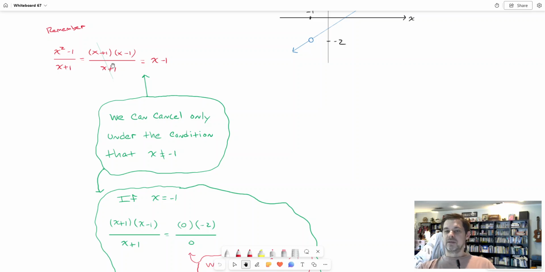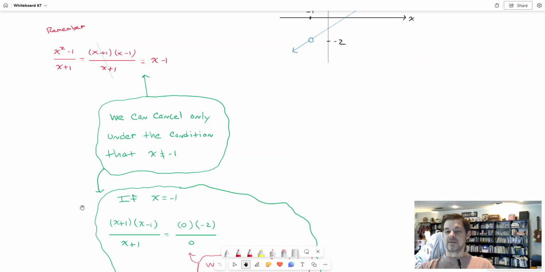Okay? Can we cancel x plus 1 over x plus 1? I mean, we're doing math here, and math is done with numbers. Once we get to algebra and beyond, we start using variables when the numbers aren't known. So here I have some variables. I've got x plus 1 over x plus 1. But the x has to be a number. Okay? We're canceling numbers there. And we can only cancel under the condition that that x is not equal to -1.